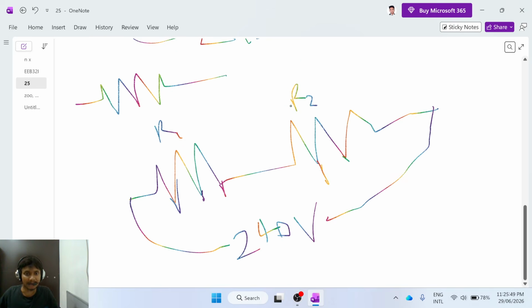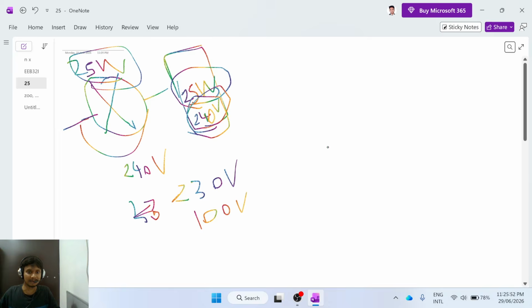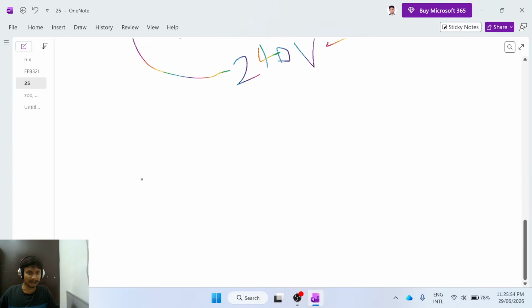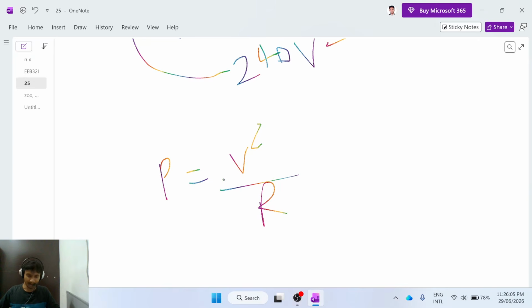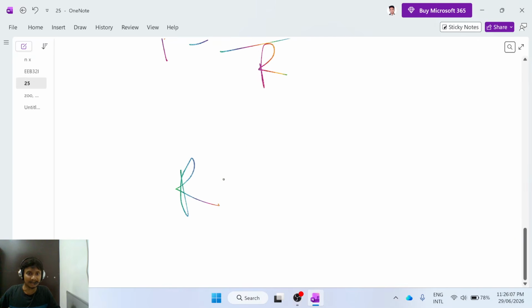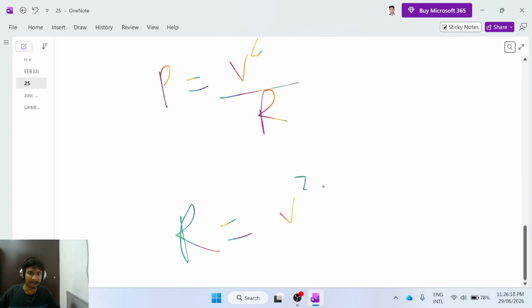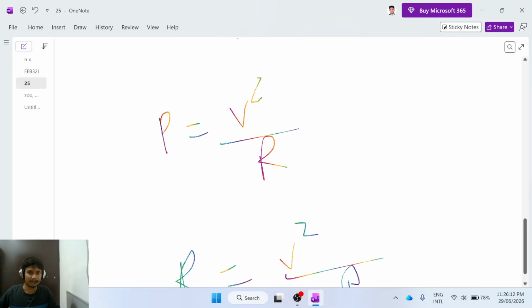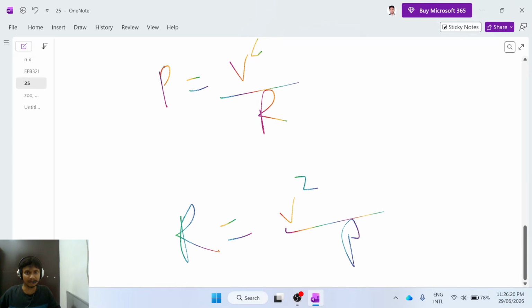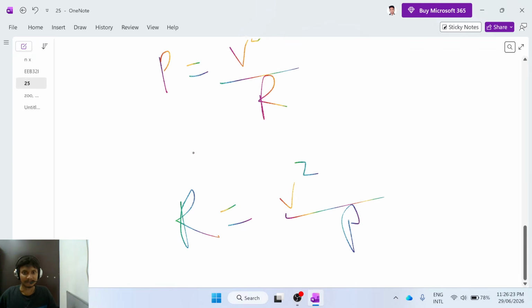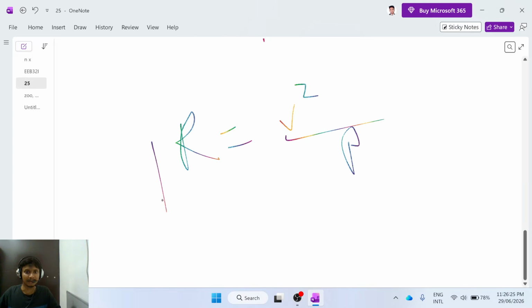Now we can calculate R1, R2 according to our derived equation, because finally we derived the equation P is equal to V square by R. Now what is R? R is equal to V square by P, because P goes to the denominator place. Therefore, R is equal to V square by P.